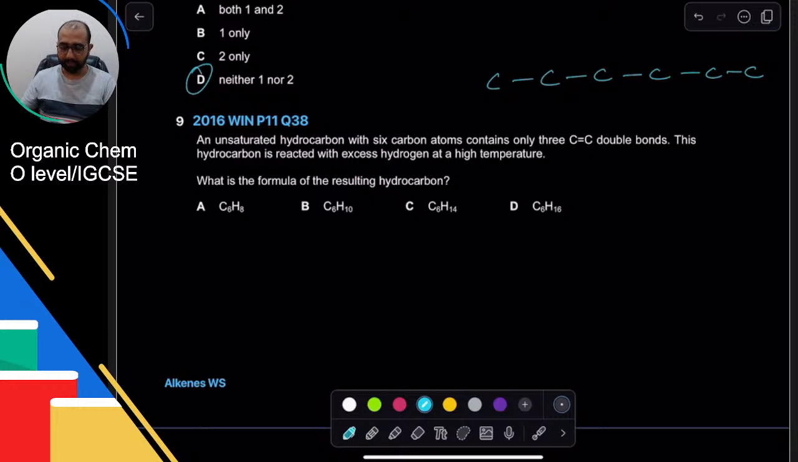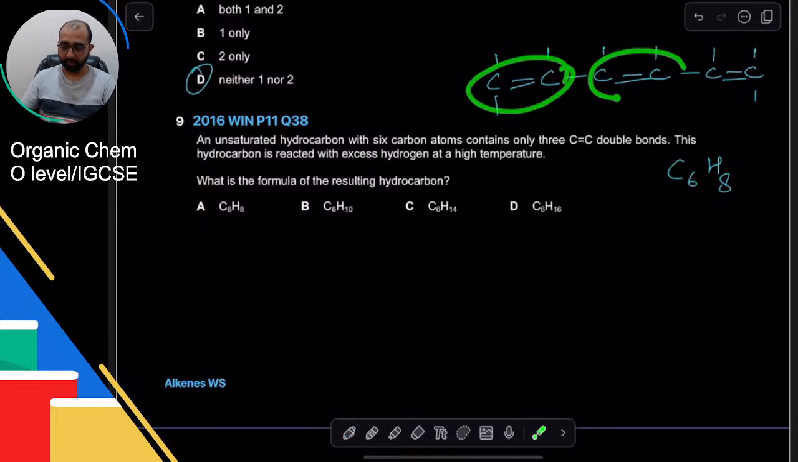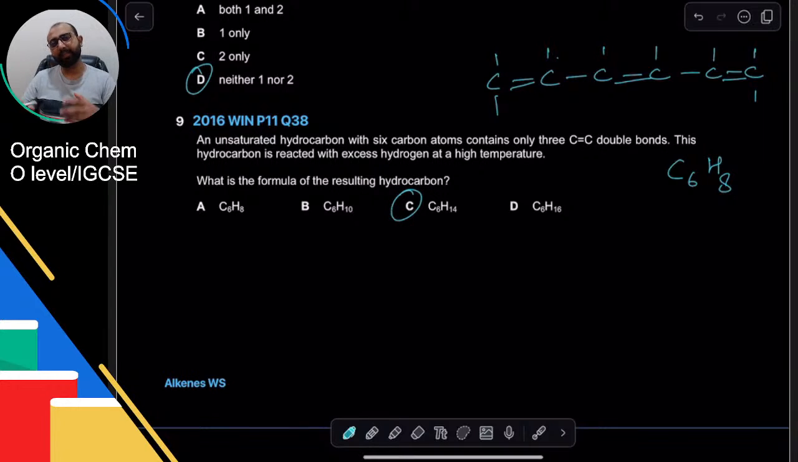Now we have 3 double bonds. Let's try this: one double bond, 2 double bonds, 3 double bonds. Again, not necessary, but let's try it out. So 1, 2, 3, 4. Every carbon should have 4 bonds. So 5, 6, 7, 8. So that gives me 8. So C6H8. I'm getting 2 more hydrogen there, 2 more hydrogen here, 2 more hydrogen here. So that gives me a total of 6 more hydrogen. So that's C6H14.